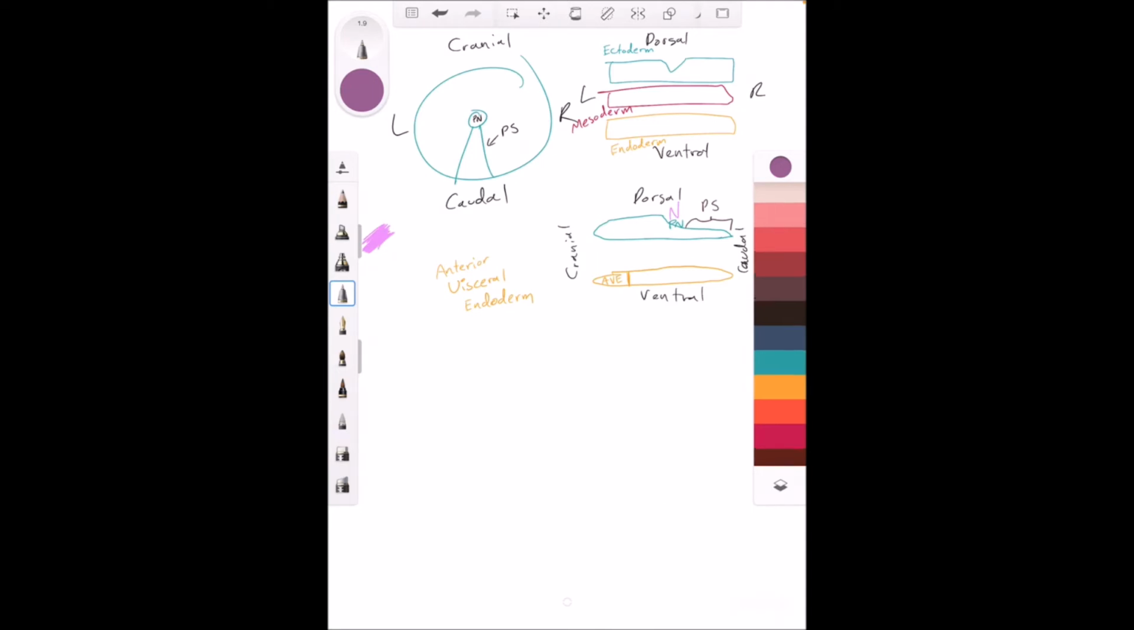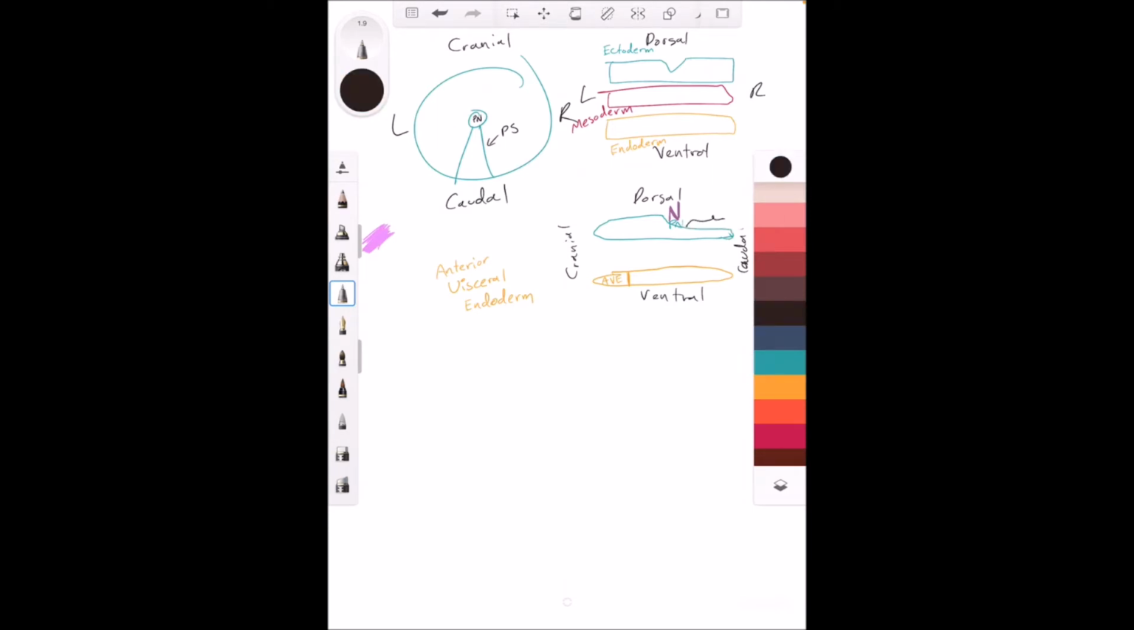But yeah, so we have nodal protein here, and I just realized that this color is close to the primitive streak color, so we're going to change that to black again.